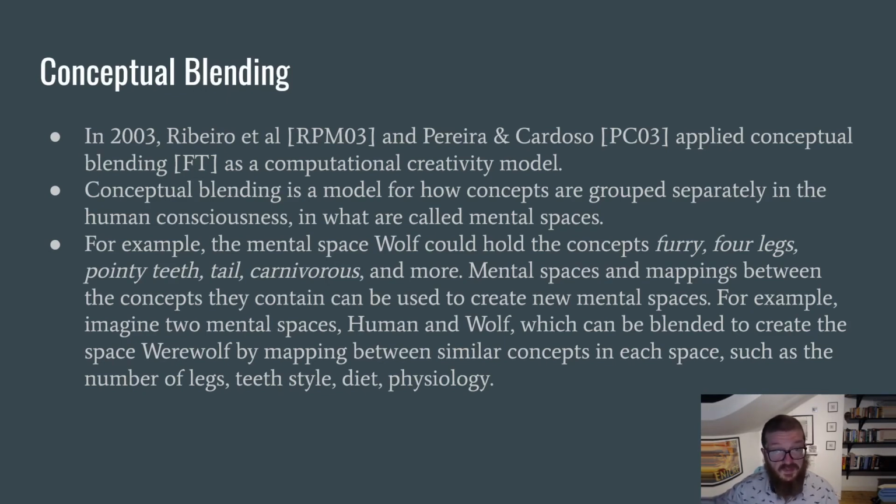Mental spaces and mappings between the concepts they contain can be used to create new mental spaces. For example, imagine two mental spaces, human and wolf, which can be blended together to create the space werewolf by mapping between similar concepts in each space, such as the number of legs, teeth style, diet, physiology. Conceptual blending requires a minimum of 4 mental spaces: 2 input spaces or source spaces that we want to blend, a target or blend space, and a general space that functions as a knowledge base.